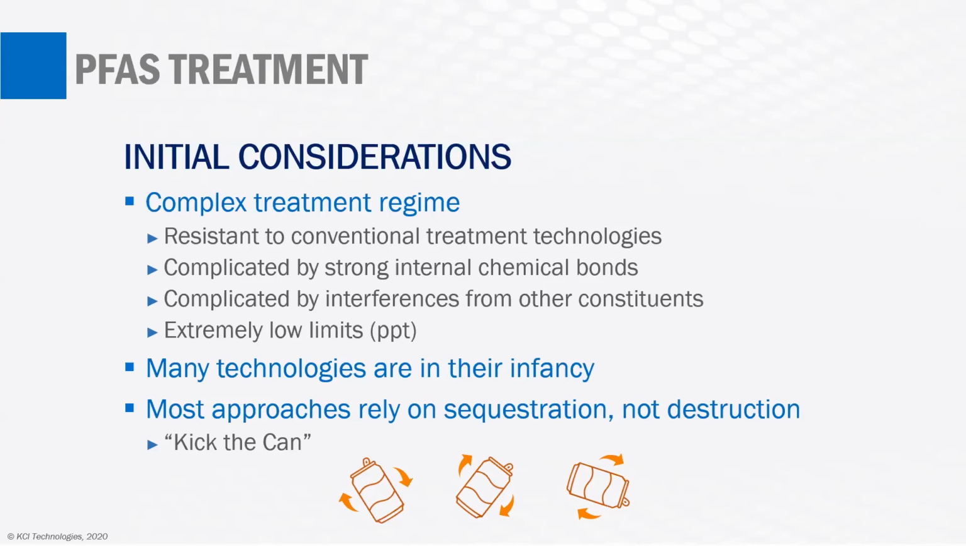Another issue is because we can't use our conventional well-known treatment technologies, most of the technologies we're looking at for trying to attack PFAS are in their infancy. So much of it's in the research and development stage, and it's really not ready for large-scale implementation. And lastly, most of the approaches that we're looking at right now are actually just sequestering it. We're moving from one media to another. We might be taking it out of our water, but we're moving it into a solid phase. And so we're not really destroying it.